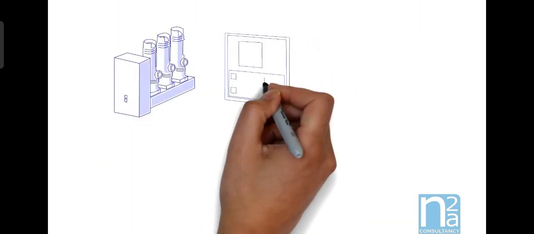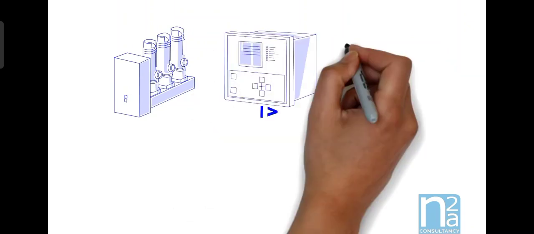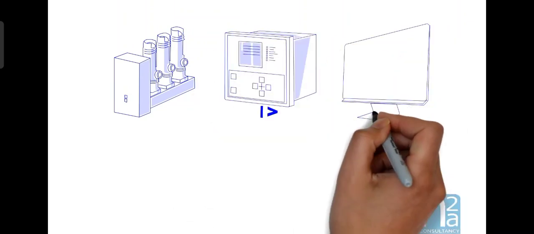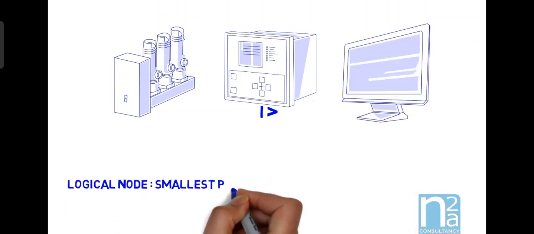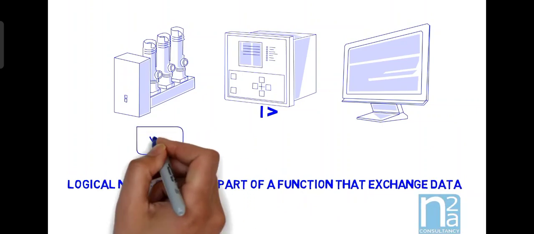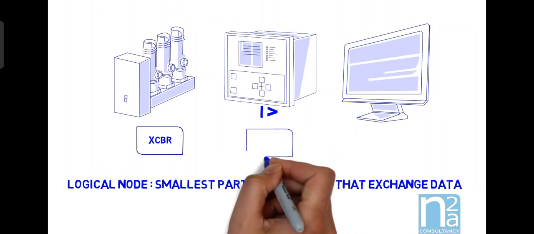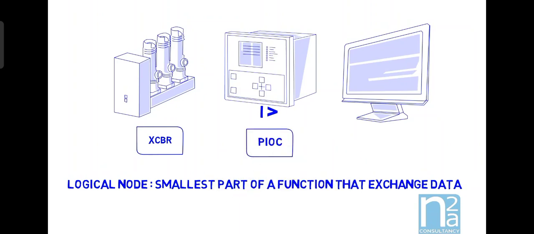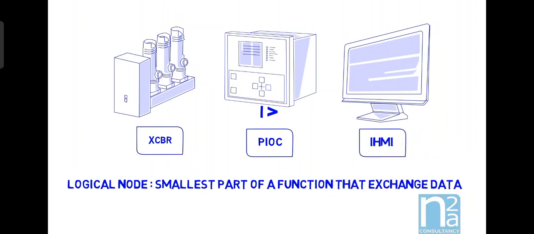IEC 61850 has modeled all devices and functions in a switchgear with an object-oriented description. The key element of this modelization is the logical node. A logical node represents the smallest part of a function that exchanges data with a predefined name. From a device from the process level like a circuit breaker, XCBR. Or a logical function from the bay level like an instantaneous overcurrent protection, PIOC. Or a function from the station level like the HMI, called IHMI.